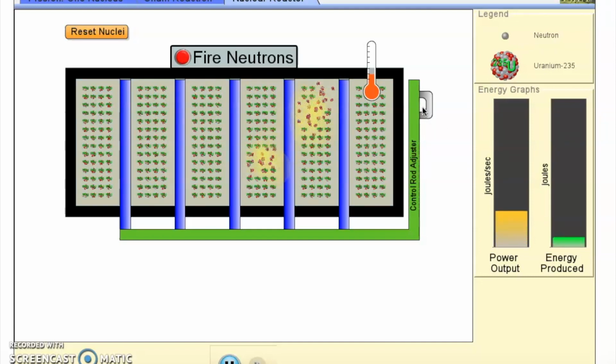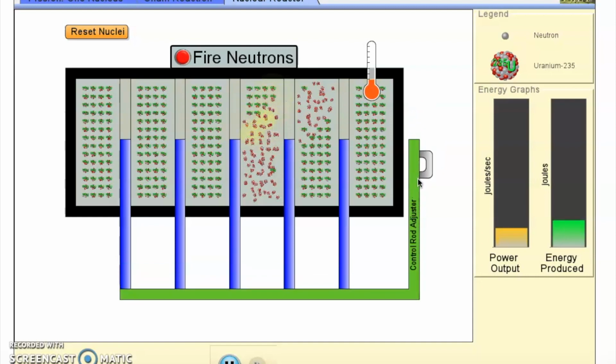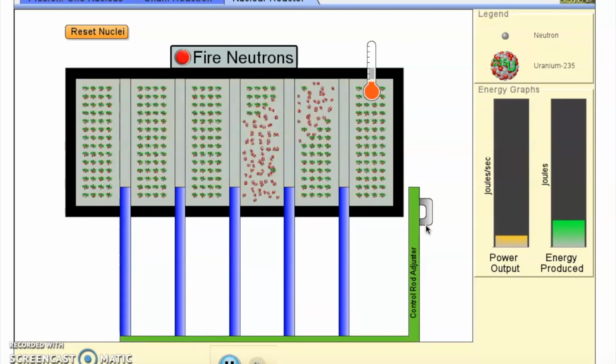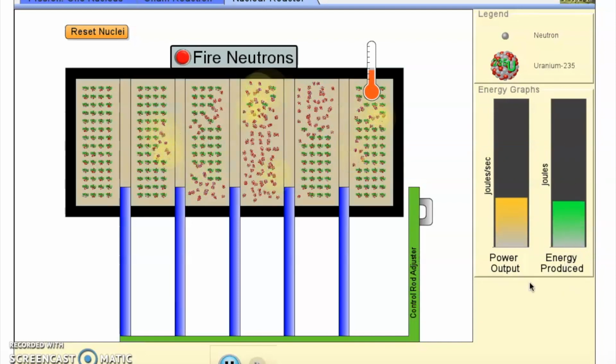So notice my control rods are all the way in. So what happens in one of these little columns kind of stays in that column. We're getting that nice reaction within the column. But if I start to remove these control rods, if I allow some of the neutrons from this column to be able to activate or cause reactions in the other columns, notice how I'm getting a more sustained and higher power output, higher energy produced.